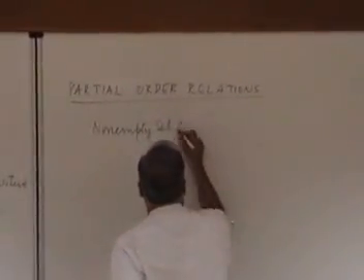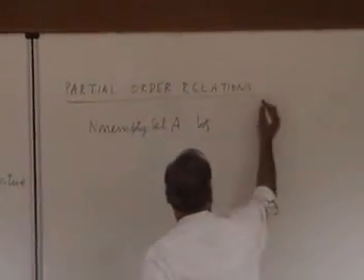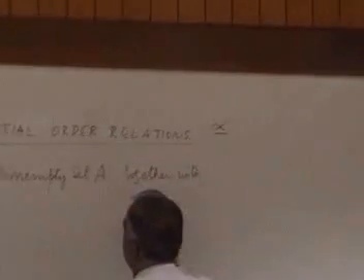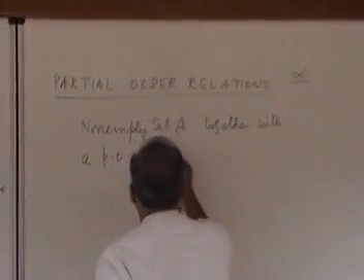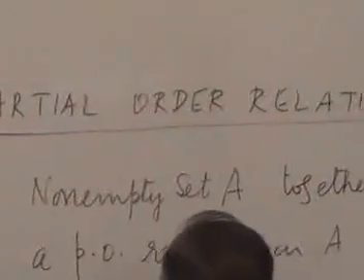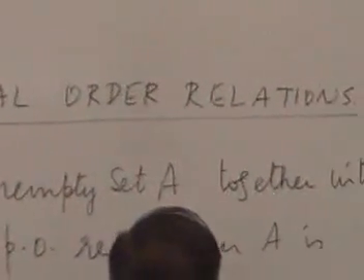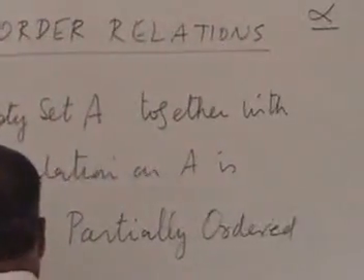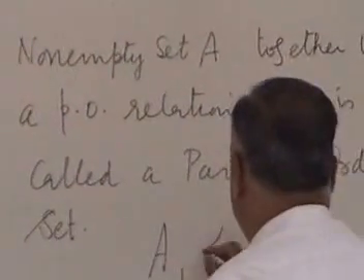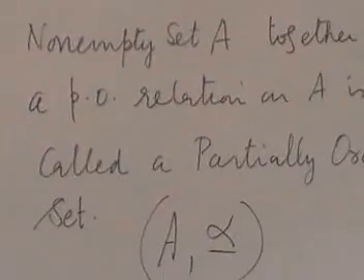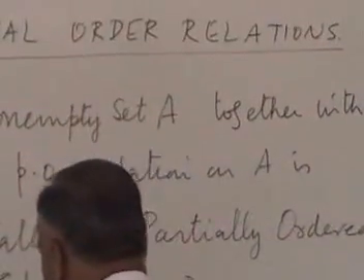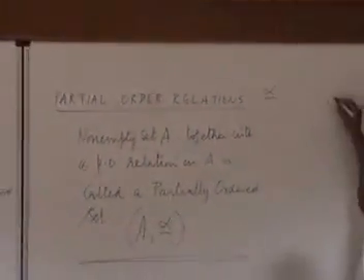So we had to frame our question as a non-empty set. So the non-empty set A, from now on we will denote partial order relations by this notation. A set together with a partial order relation on A is called a partially ordered set. It's a package: a set together with a relation which is a partial order. So we are going to look at some partially ordered sets. Let's look at various examples.